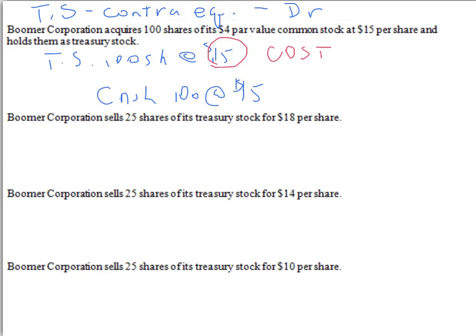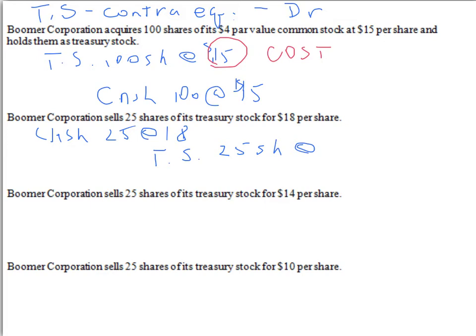So if we sold shares, we must have gotten cash in return. Cash is going up, so I am going to debit cash, and it's 25 shares at $18 a share. What did I sell again? I sold my treasury stock. And I sold 25 shares at how much?